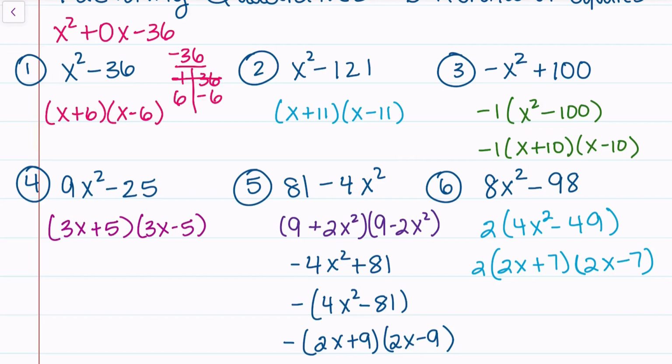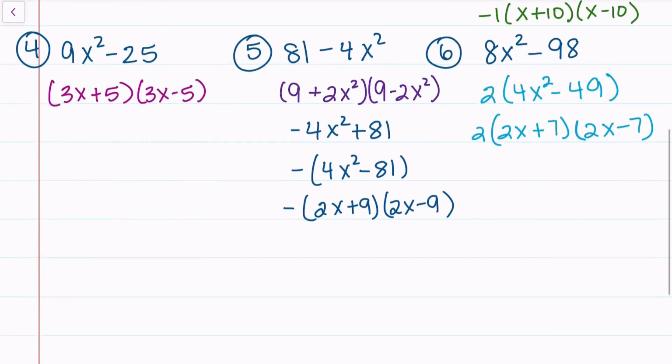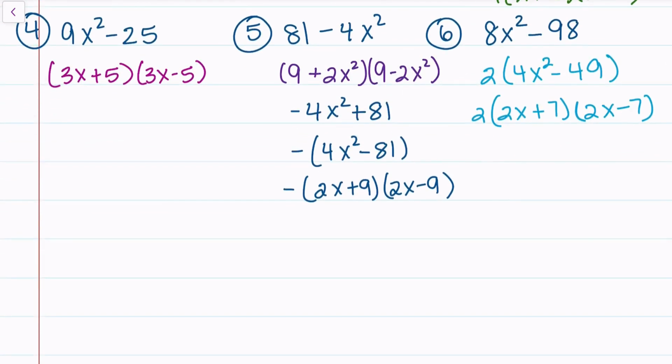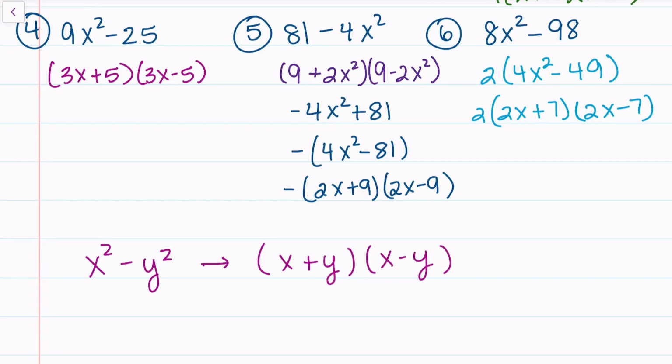So our general formula, or I think I'd rather call it just a rule, is if we have something like x squared minus y squared, then we're always going to do x plus y, x minus y. So we just take the square roots of these perfect squares right here.